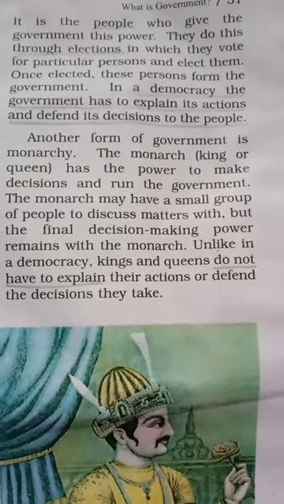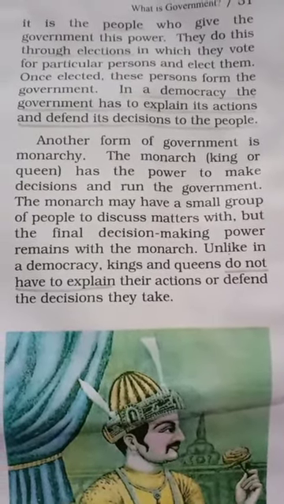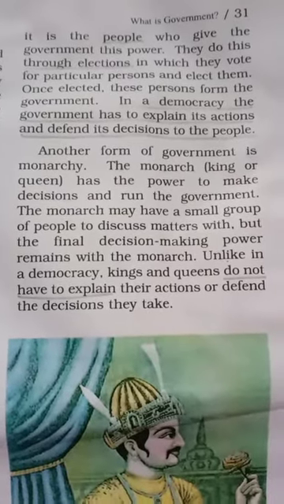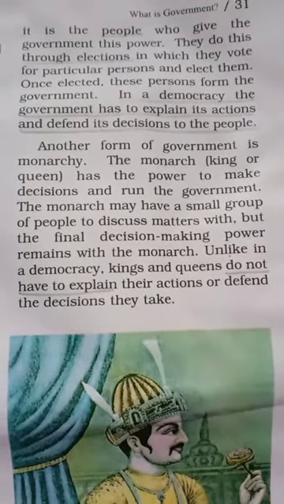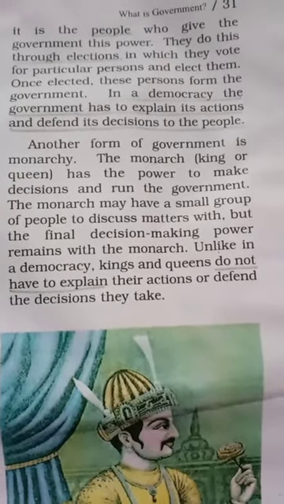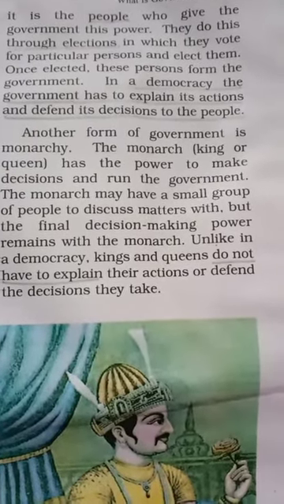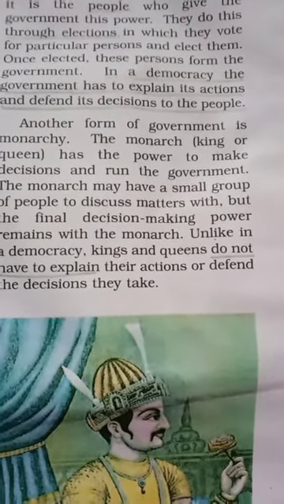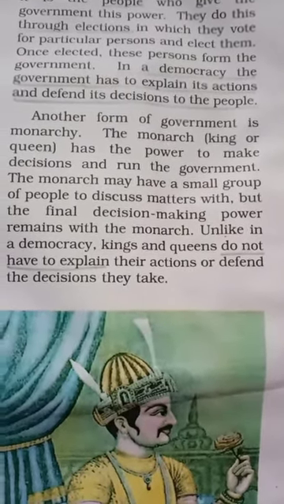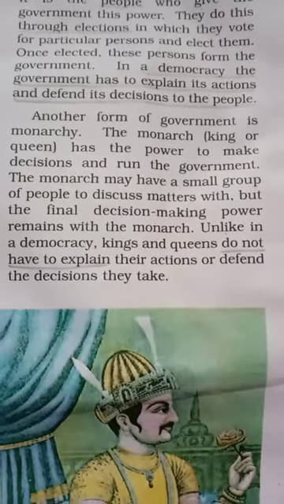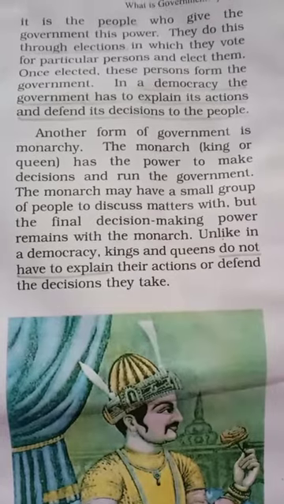In a democracy, the government has to explain its actions and defend its decisions to the people. So in a democracy, it is the people themselves. People select or elect their leaders. The people elect the persons, the representatives who form the government. So that is why in a democracy the government has to explain its actions.